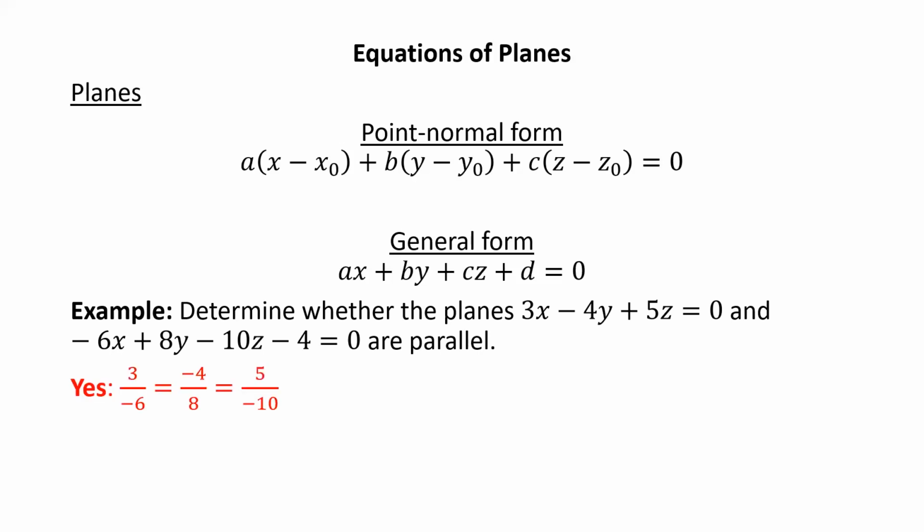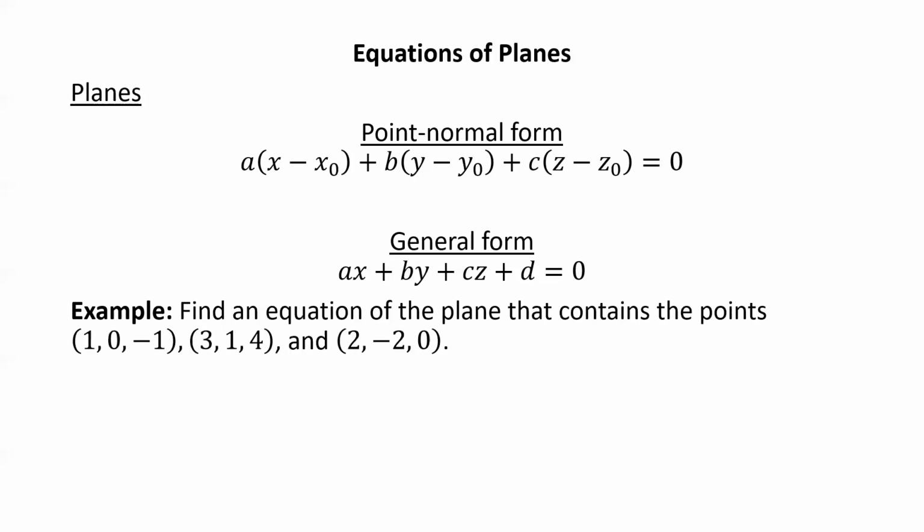An easy way to check this is just to divide 3 by -6, -4 by 8, and 5 by -10, and see if we get the same answer. And since we do, then in fact, yes, these two planes are parallel because we just showed that the corresponding normal vectors are parallel. Another example. Again, pause the video and try this yourself.